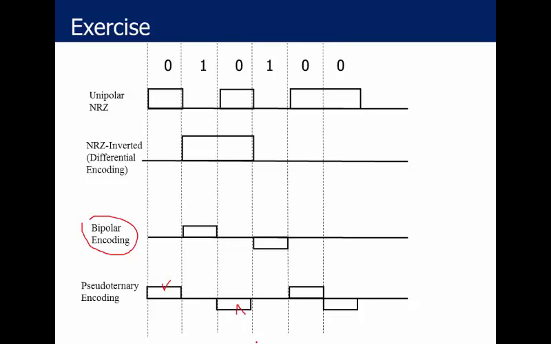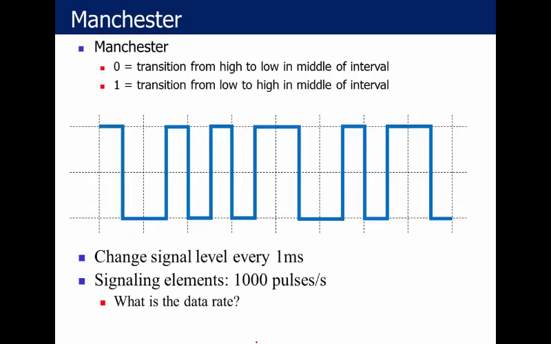So far maybe okay. A little more things that may make you confused. Here, Manchester, which is a really good technique. Manchester is: zero means transition from high to low in the middle of the interval, and one means transition from low to high in the middle of the interval.